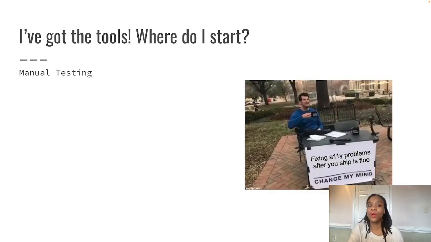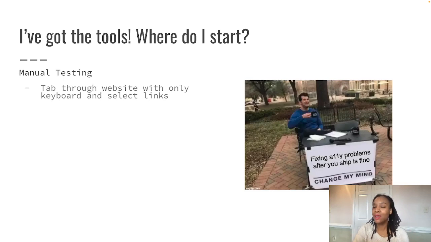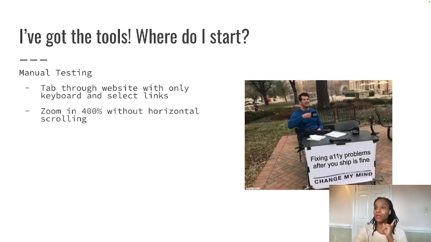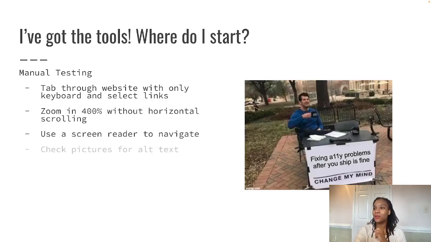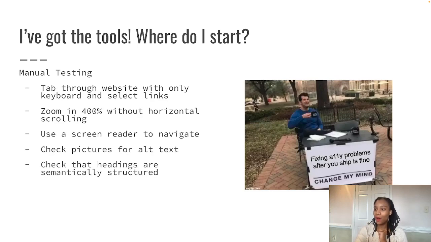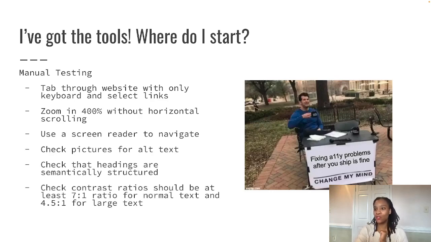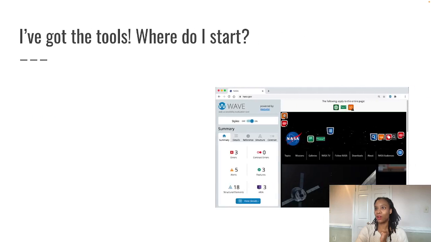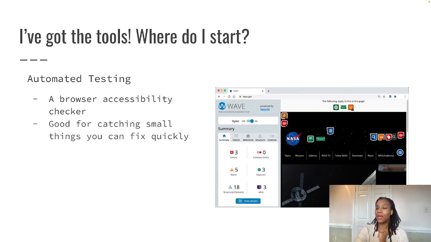All right. So now that we know the tools that we need, kind of where we start would be with manual testing. So I'll show you all of this. First, we're going to want to tab through our website and make sure that we can use everything. We're going to make sure we can be zoomed in 400%. We're going to make sure we can use a screen reader. We're going to check pictures for alt, make sure our headings are semantically structured, and then our contrast ratios are good.